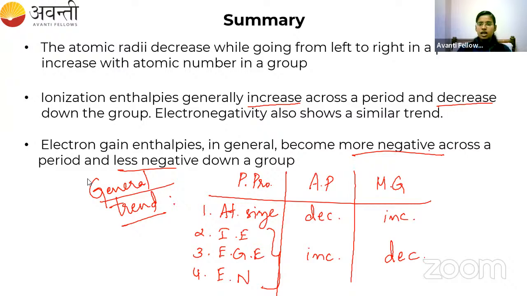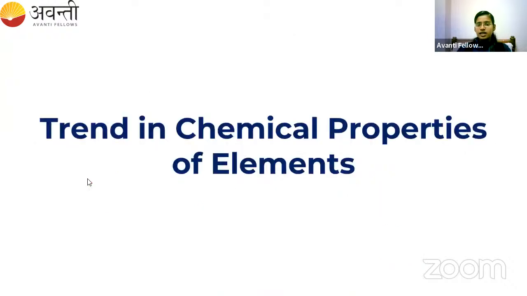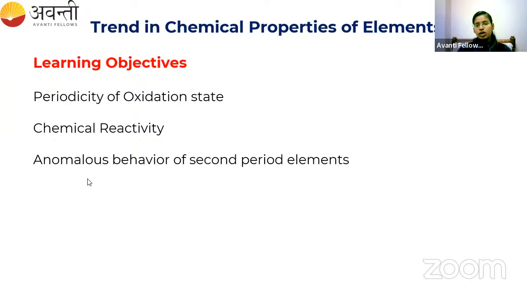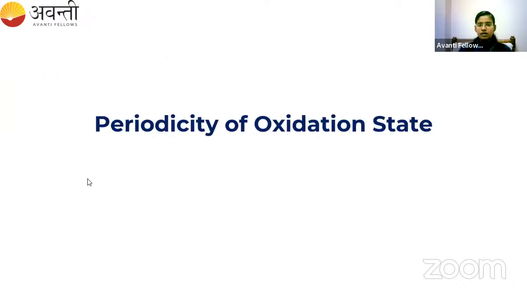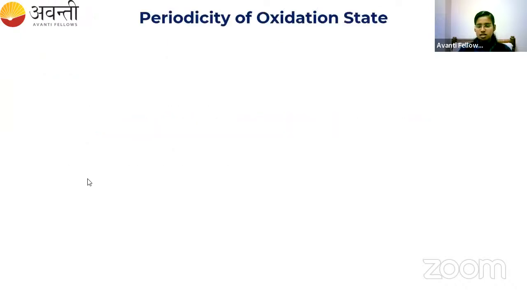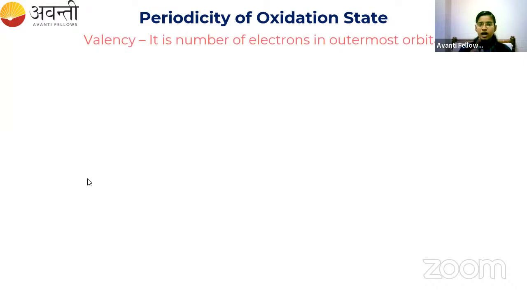So without wasting much time, I would like to enter into the trends in chemical properties of elements. So far, we have studied about the physical properties and its trends. Now, in chemical properties, I am going to discuss the periodicity of oxidation state, chemical reactivity, and the anomalous behavior of second period elements. Okay, so let me go into the first subtopic, which is periodicity of oxidation state. So before moving into the definition of oxidation state, I would like to take a term called valency.